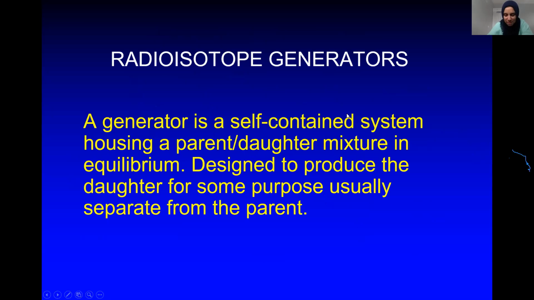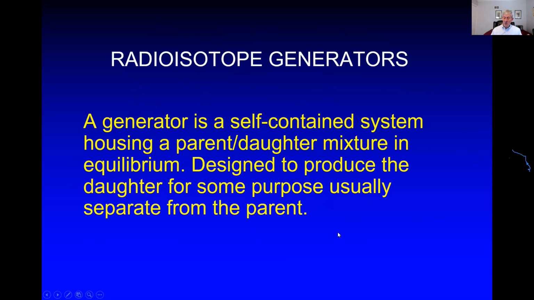Okay. Now, what is a generator? A generator is a self-contained device. It contains a parent and a daughter that's a mixture and equilibrium. It could be secular, it could be transient. Later on, I'm going to show you a list of generators and ask you, is that in secular or transient equilibrium? And the purpose of that generator is to produce a daughter for a totally different purpose than the parent.